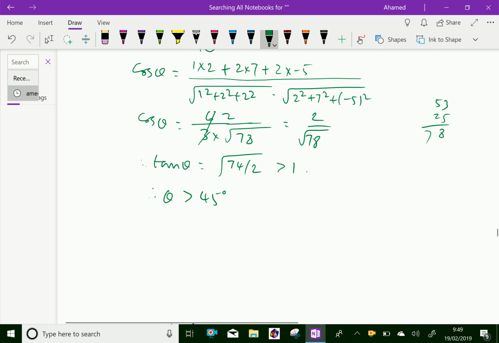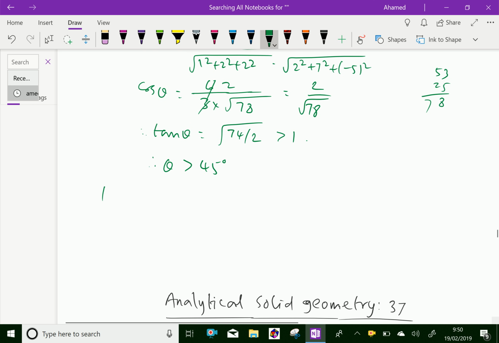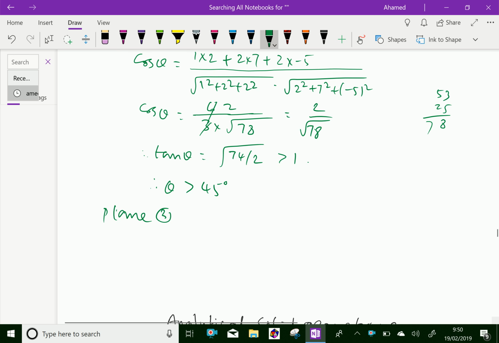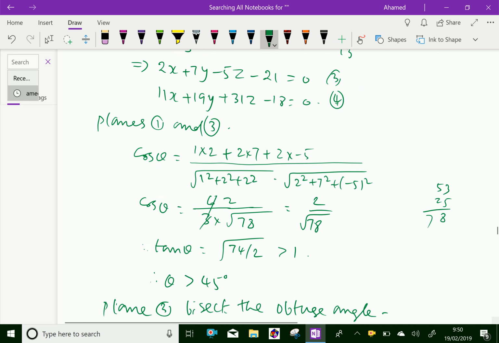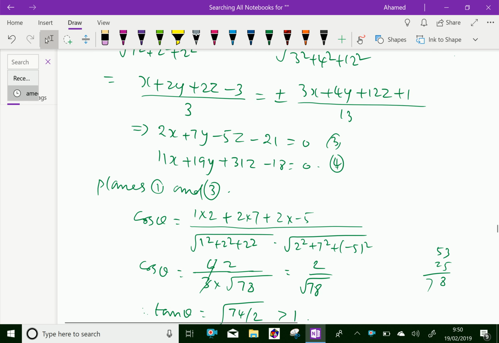Therefore plane 3 bisects the obtuse angle. Here we got two bisector planes, and in that, plane 3 bisects the obtuse angle.